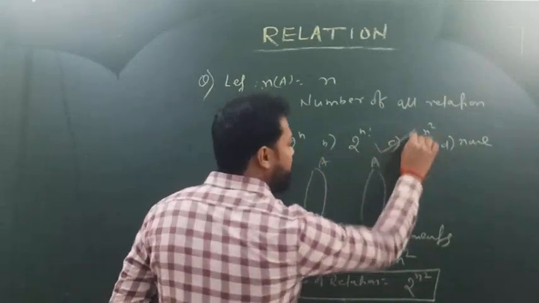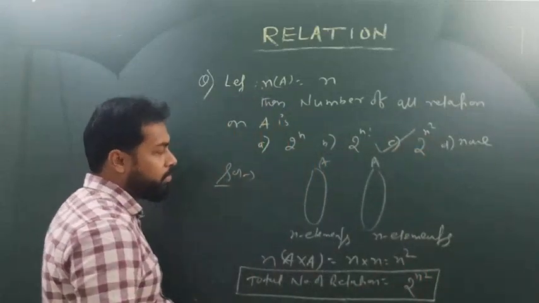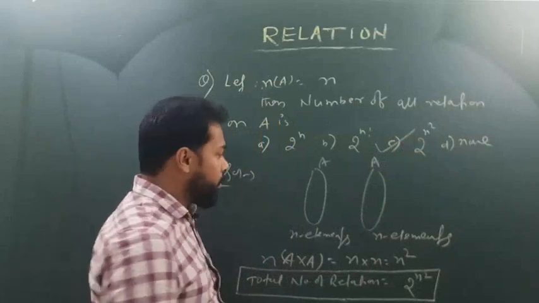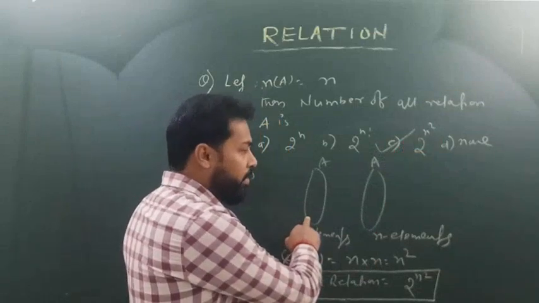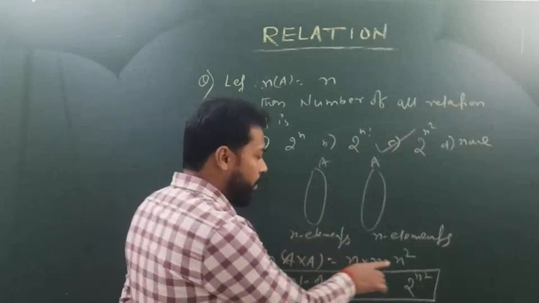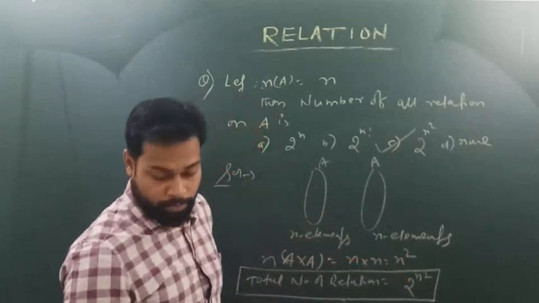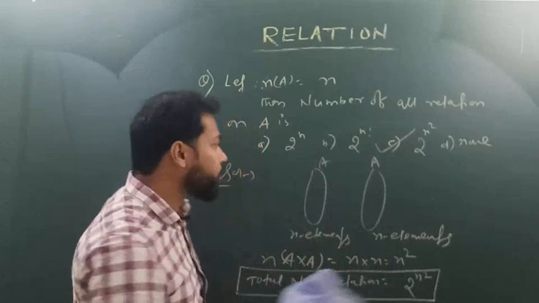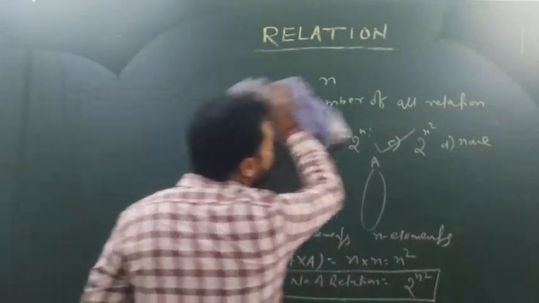So option C is correct option. So total number of relations will be equal to 2 power the number of elements in A into the number of elements in A only, because both are the same here. So n into n, that will give n square. Okay.